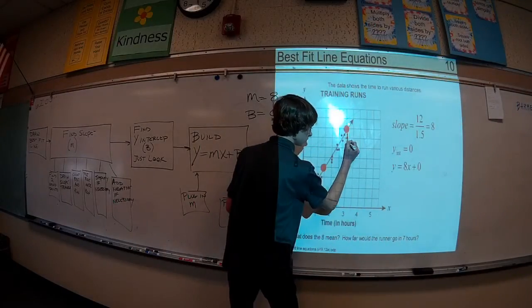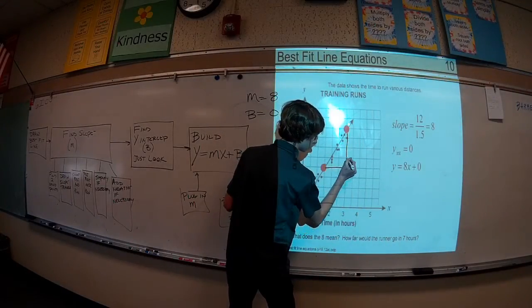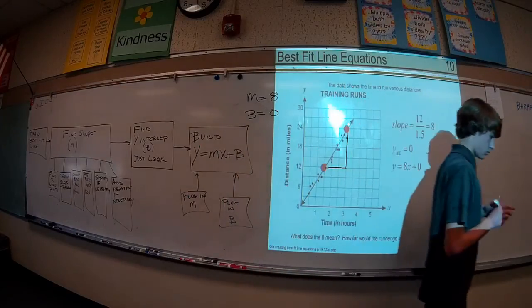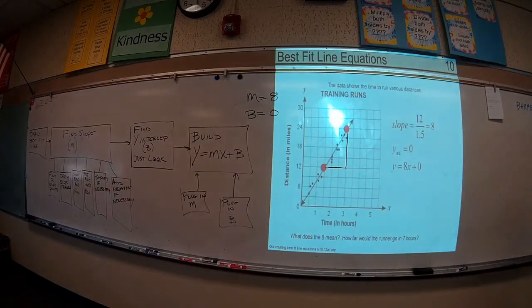Sam, I'm coming to you next. Sam, what's the next step? The next step is to find the rise and run. Come up here and count the rise over the run. Oh, okay. Rise and run. Okay.